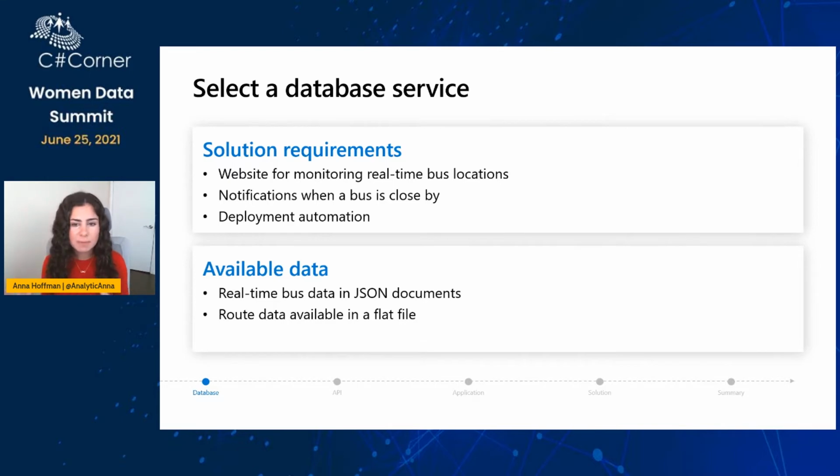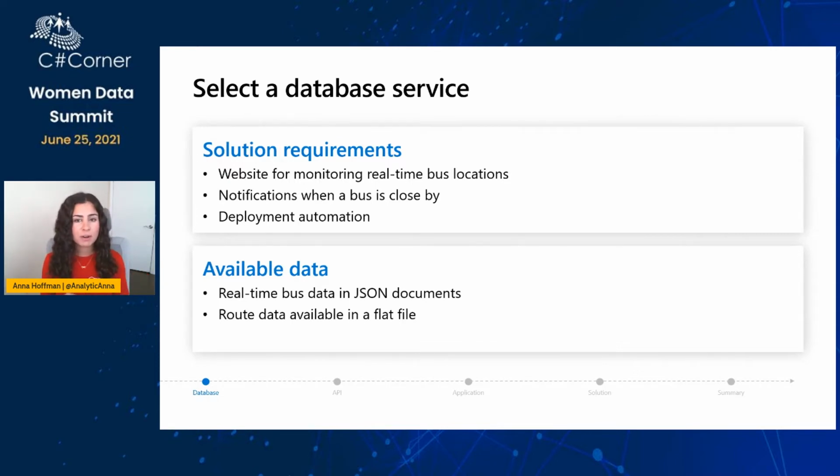So for each step of this, you can see the breadcrumbs down at the bottom. We're going to track the database, the API, the application, and then ultimately the solution. And for each step, what we're going to try to do is understand the overall solution requirement and then what necessary information specific to what we're trying to do we have.